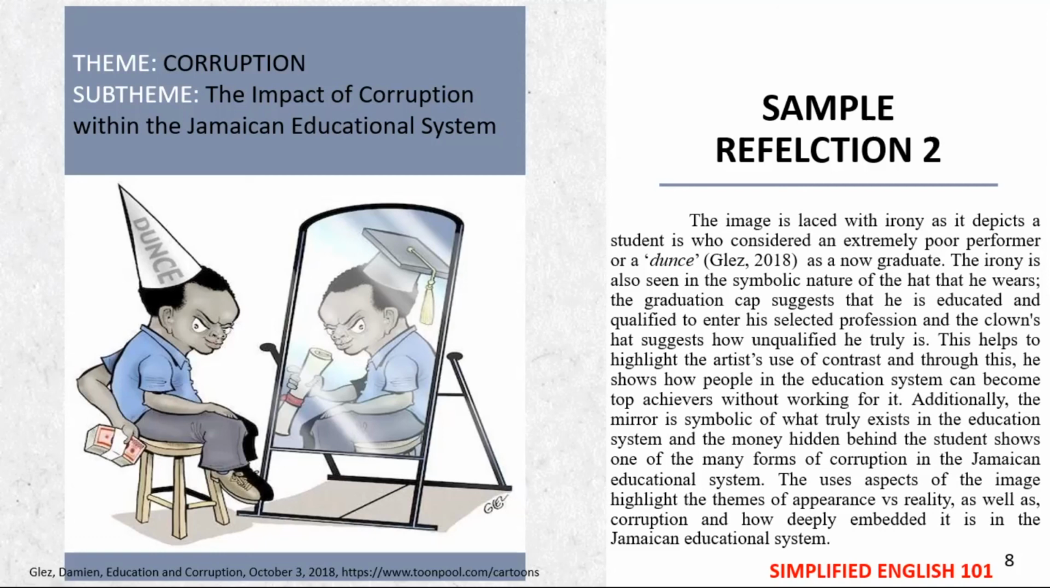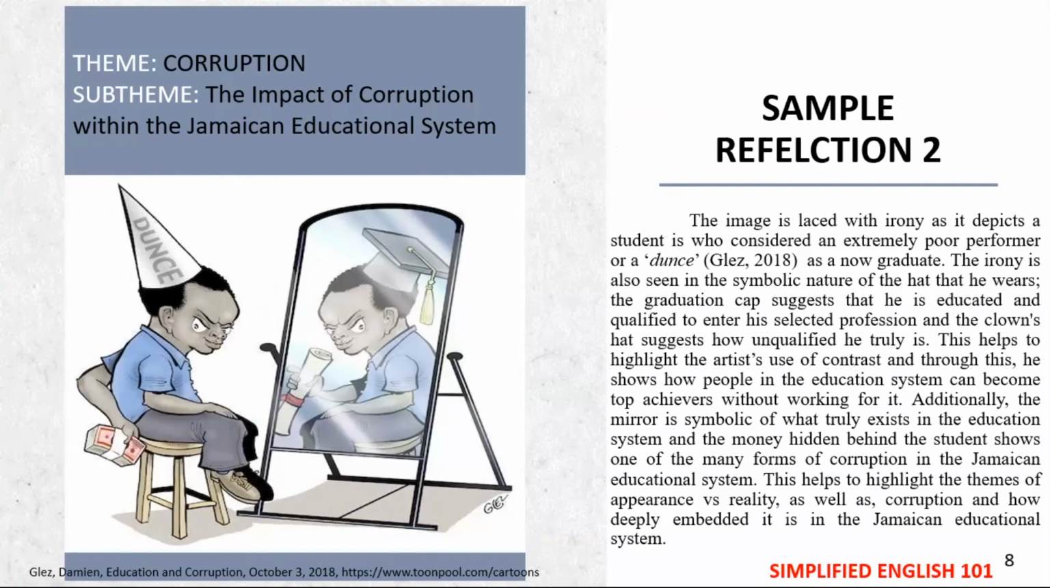This helps to highlight the artist's use of contrast, and through this, he shows how people in the education system can become top achievers without working for it. Additionally, the mirror is symbolic of what truly exists in the education system, and the money hidden behind the student's back shows one of the many forms of corruption in the Jamaican educational system. This helps to highlight the themes of appearance versus reality, as well as corruption and how deeply embedded it is in the Jamaican educational system. This is a sample of the reflection piece.